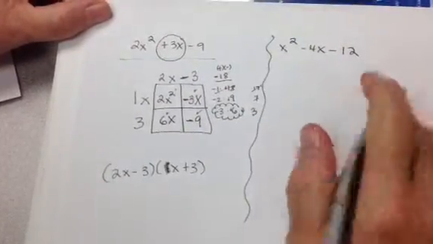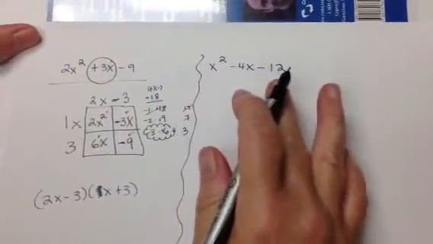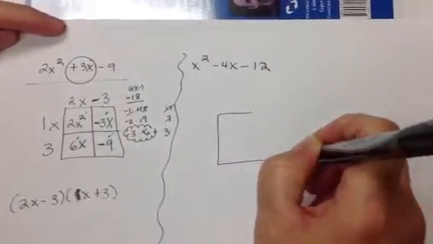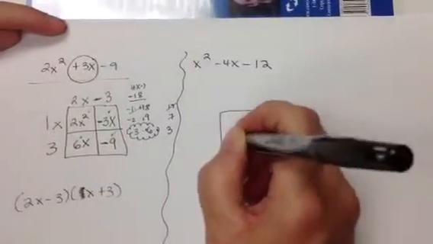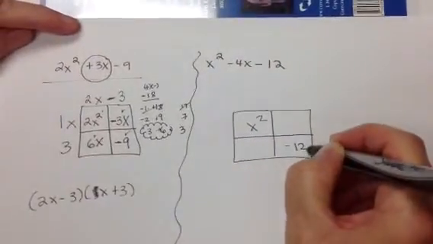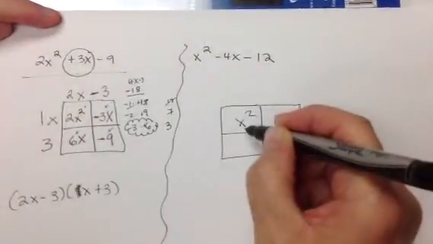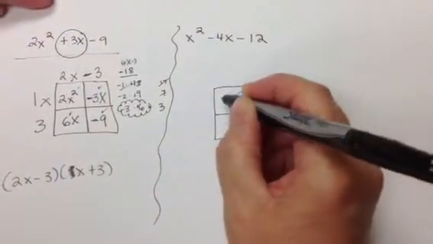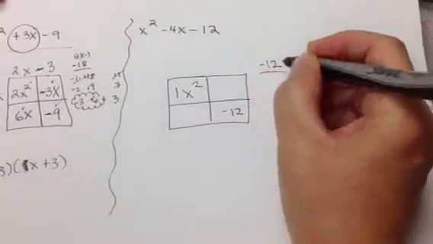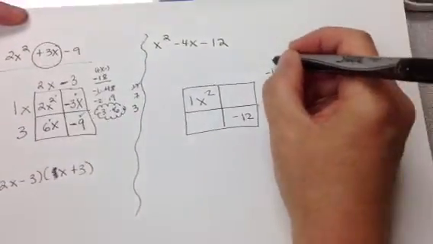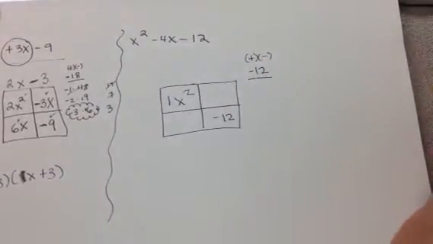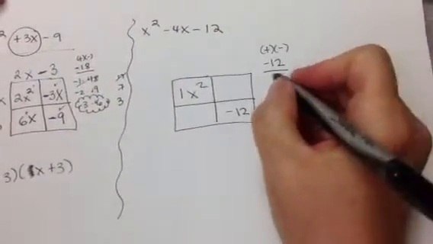All right, let's look at this scenario where there's all this negativeness going on. But it's the same basic situation. Draw my little grid. Put my x squared in, put my negative 12. Now, what's the coefficient of this x squared? What two things would I be multiplying? 1 times negative 12 gives me negative 12. Oh, I have a negative number. That means I have to multiply a positive times a negative.